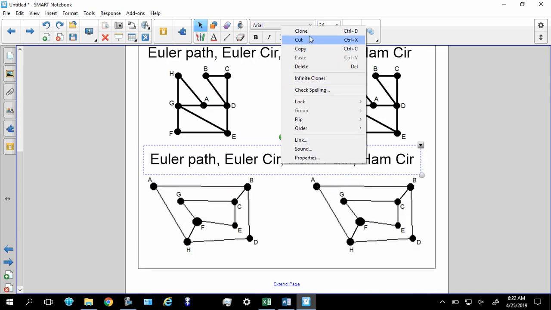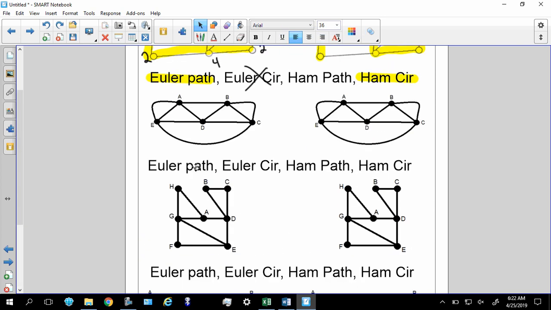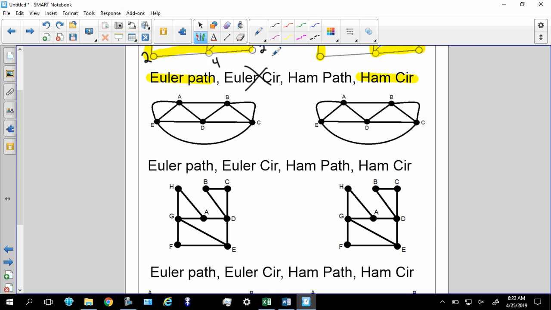Right click, clone. All right. Hopefully that's going to save a little bit of time. All right, so Euler path, Euler circuit. So again, let's go ahead and do the degrees first.